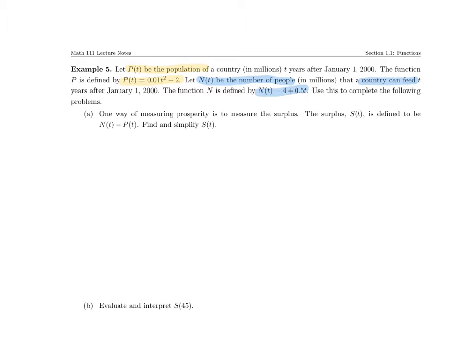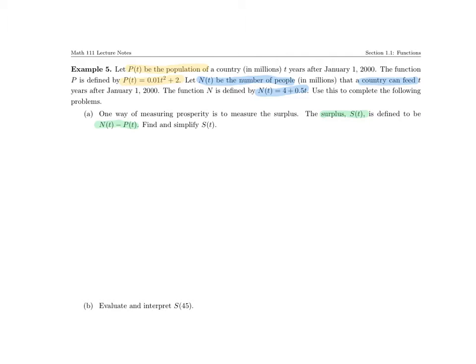You'll notice I also like to color code my information, so I'm going to do that to the best of my ability. When we take a look at the first problem, it says one way to measure prosperity is to measure surplus. We are looking at populations, but the first one is just overall population, while the second one is the population the country can actually feed. So we're going to say that surplus, or S of t, is n of t minus p of t. If you remember back to our last video, we are now just using operations of functions. We are subtracting the two functions.